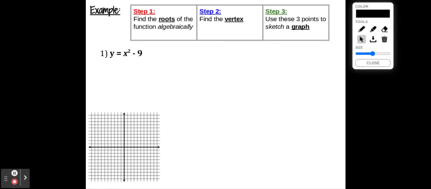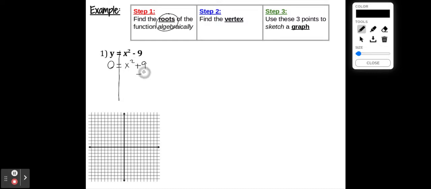So let's give this a try. Here I'm going to give you a quadratic function, y equals x squared minus 9, and we are going to find the roots, find the vertex, and make a quick sketch of the graph. Okay, so if I want to find the roots, I know that those are the x-intercepts, so I want to set y equal to 0, because I know any point on the x-axis, y is going to be 0. And then I'm going to solve this algebraically.